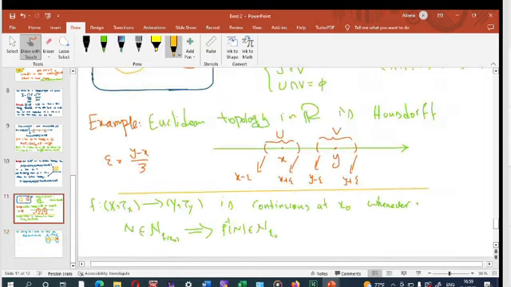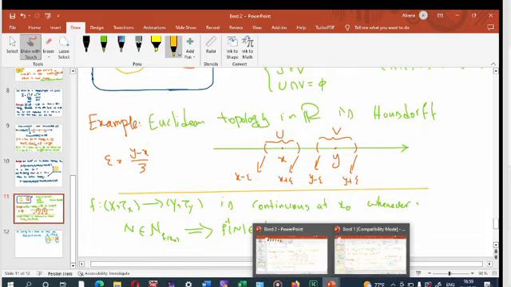Now, for the continuity at x0, for any neighborhood N of f of x0, where N is a subset of Y, this inverse image must belong to the set of all neighborhoods of x0.